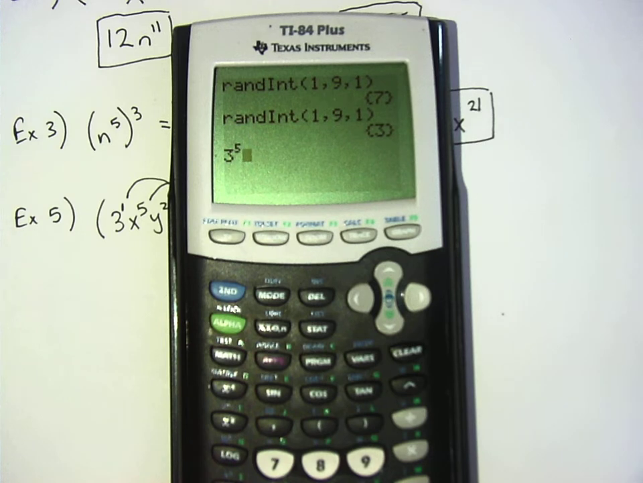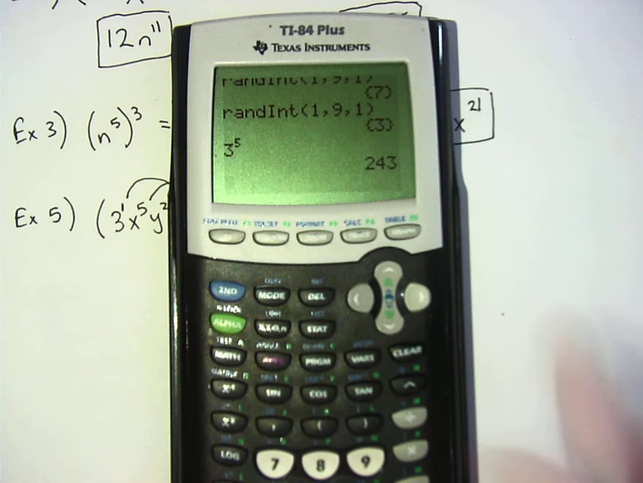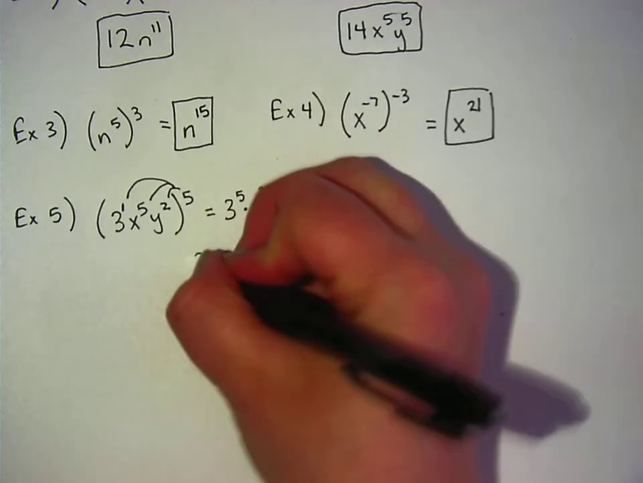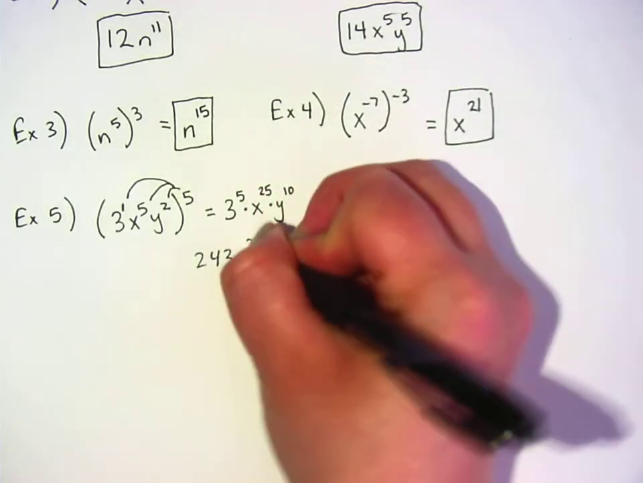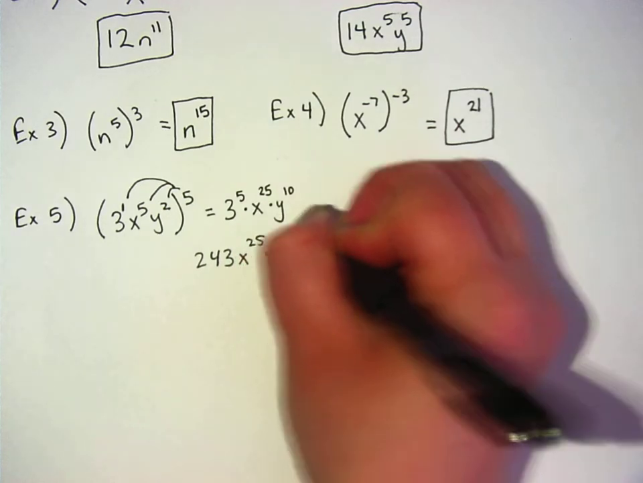I'm going to write 3 to the 5th power, because if you use the caret button right here by the clear, you can actually do that. That's 243. So I'm going to rewrite this as 243 x to the 25th, y to the 10th, and that's the answer.